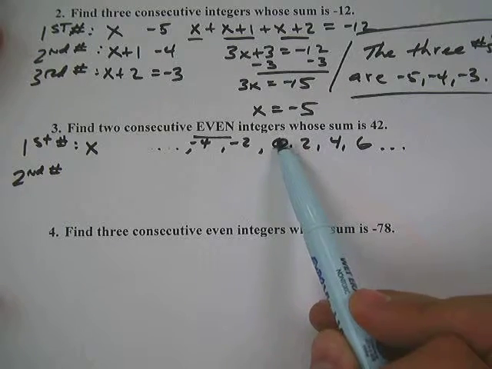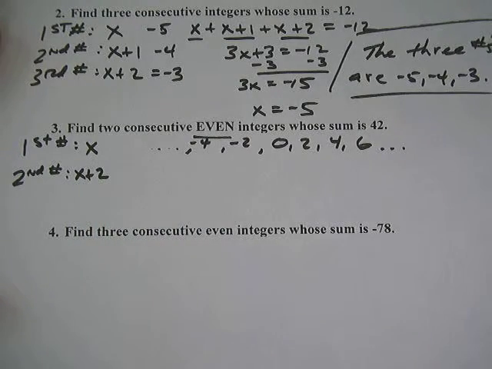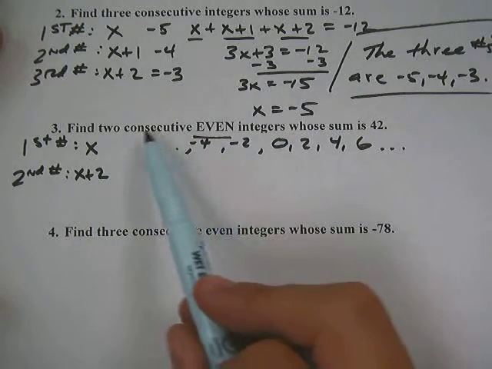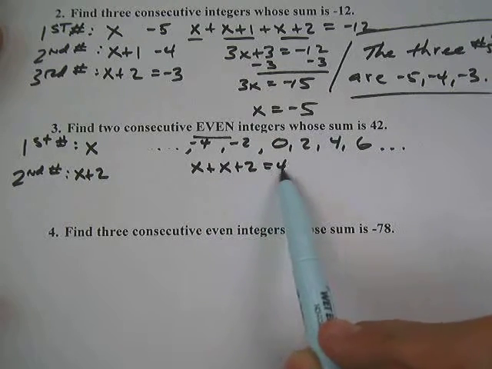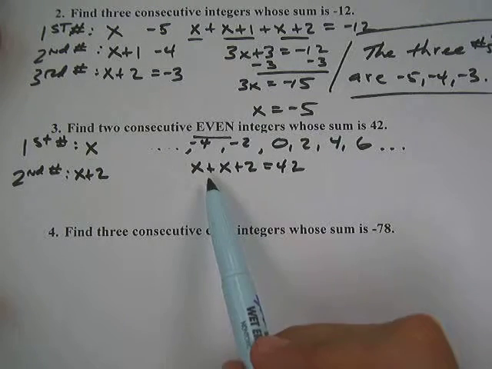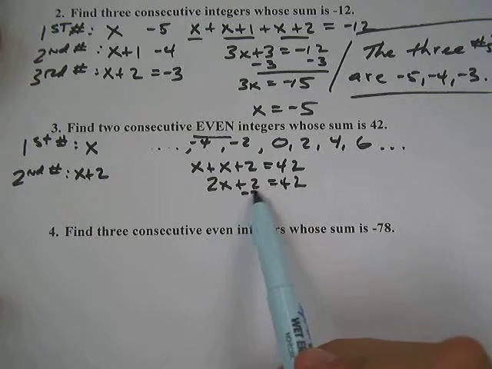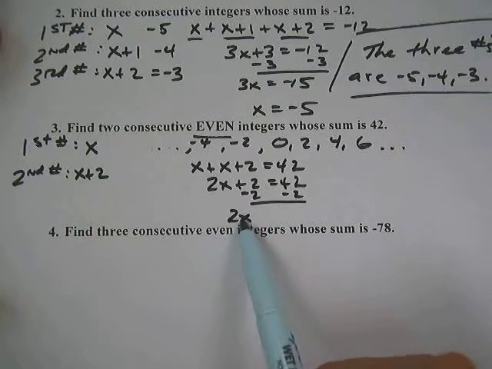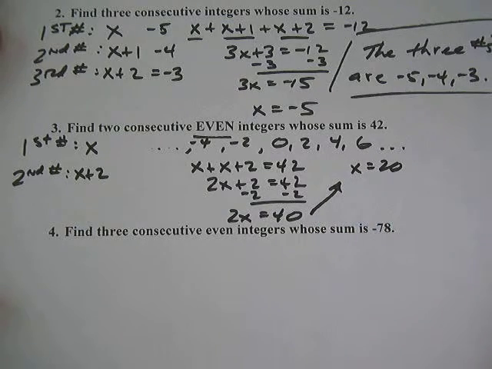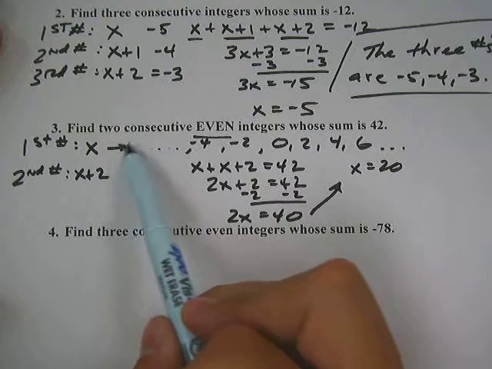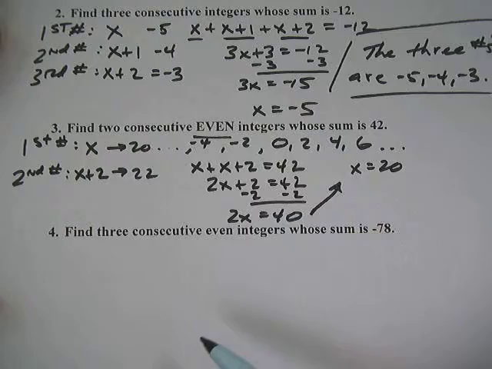is going to be x, to get to that second number, we don't add 1, rather we add 2. So it would be x plus 2. So with two consecutive even integers, it would be x plus x plus 2 is 42. Simplify, 2x plus 2 is 42. Subtract 2. 2x is 40. If I divide by 2, I'd end up with x is 20.